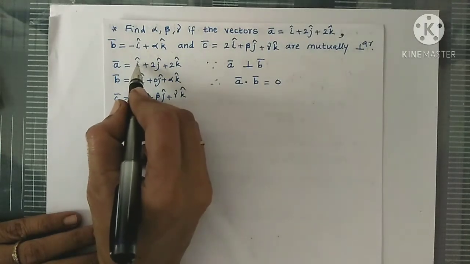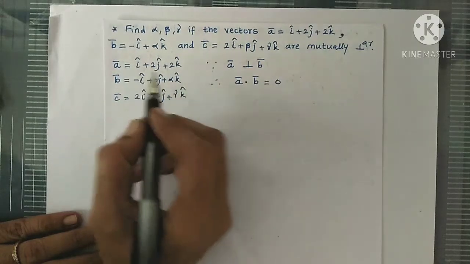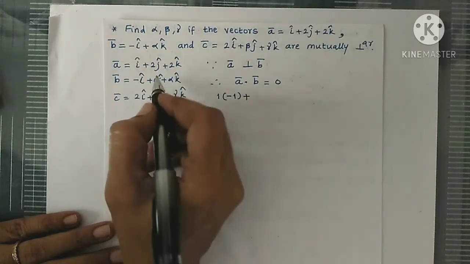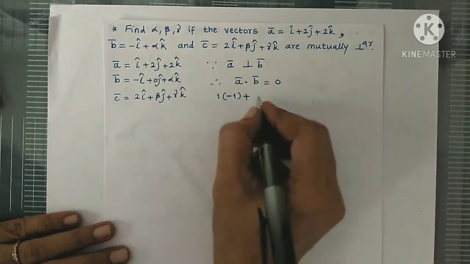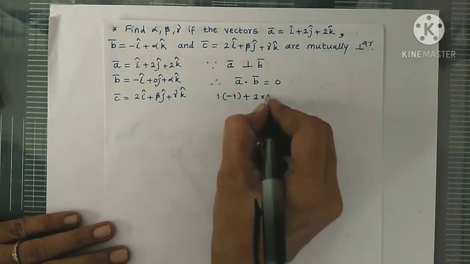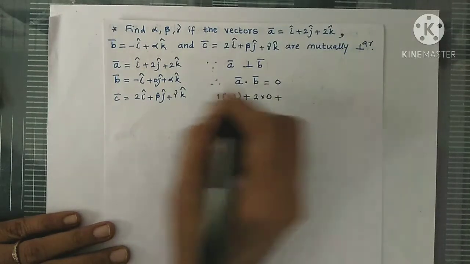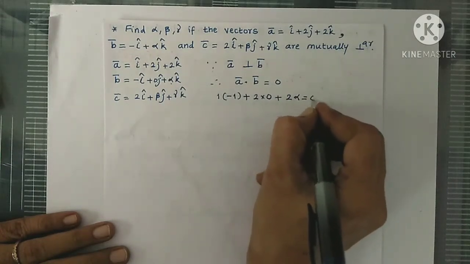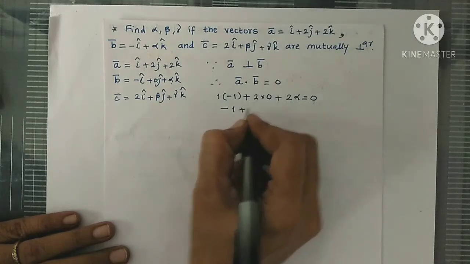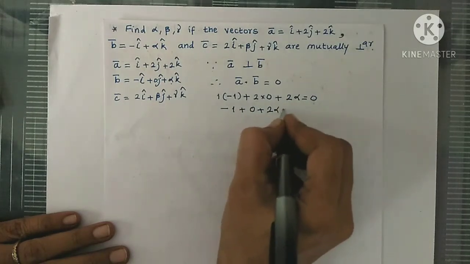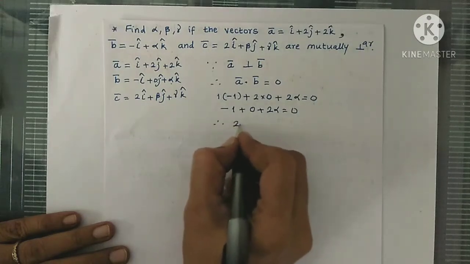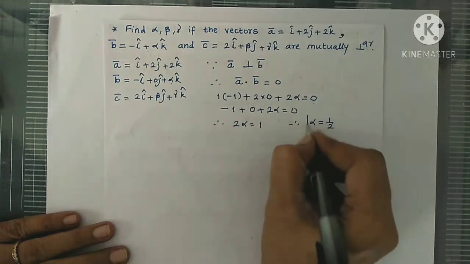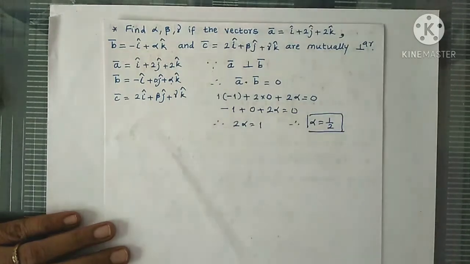Coefficients of i in a bar is 1 and in b bar it is minus 1. So product of these coefficients, plus product of coefficients of j, which is 2 into 0, so that will be 0. Let's write that in the next step. And in the last one we have 2 into alpha, that is 2 alpha, and that is equal to 0. So we have minus 1 plus 0 plus 2 alpha equals 0. Therefore 2 alpha equals 1. So this equation gives us the value of alpha, which is 1 by 2. So we have now alpha.